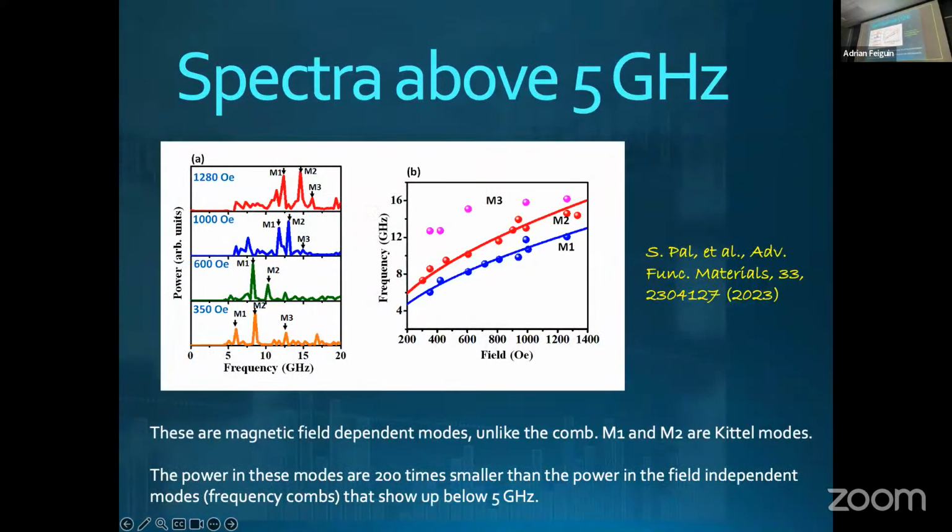Okay. At higher frequencies, you actually have Kittel modes. So those were at 1, 2, 3, 4. Right? From 5 gigahertz onward, you have Kittel modes also.